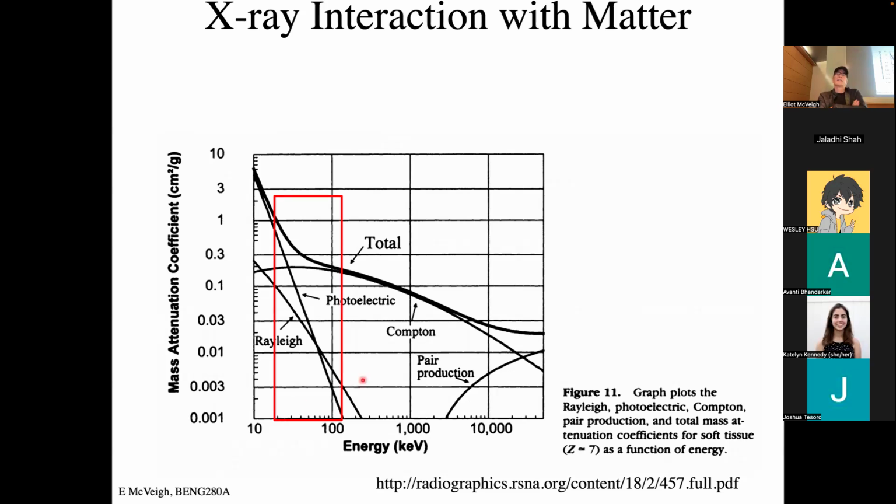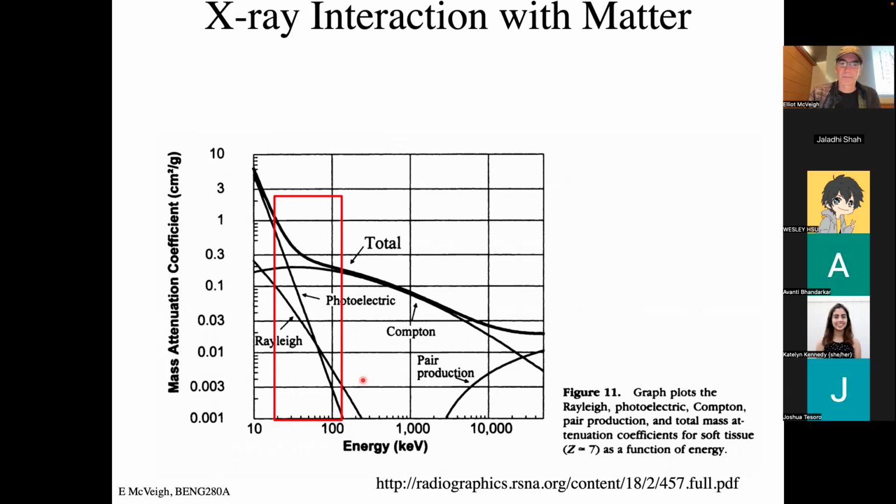It's because, as you saw, different materials have different amounts of photoelectric effect based on their Z number. And so you can make a photoelectric effect image and you can make a Compton image. So basically your photoelectric effect image is probably a Z image.